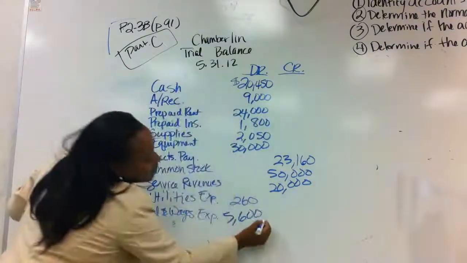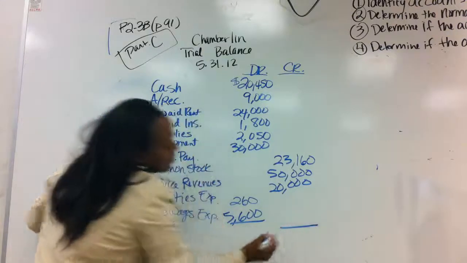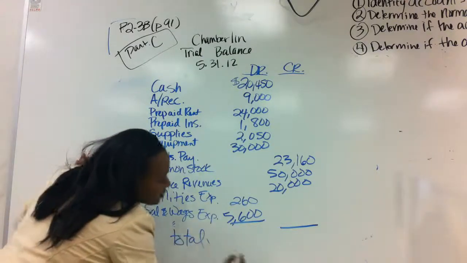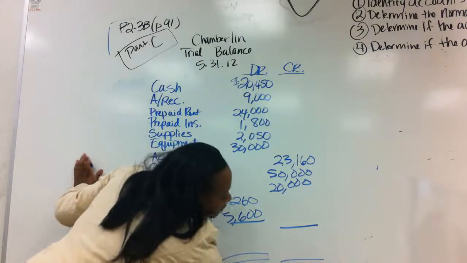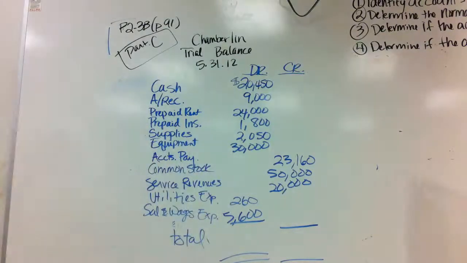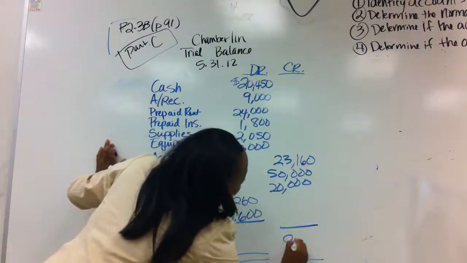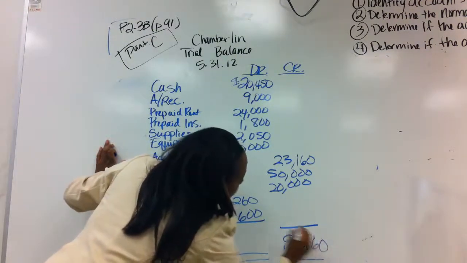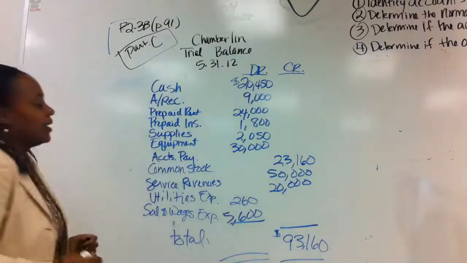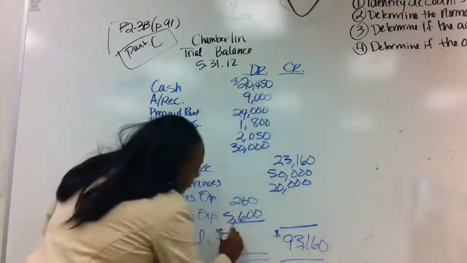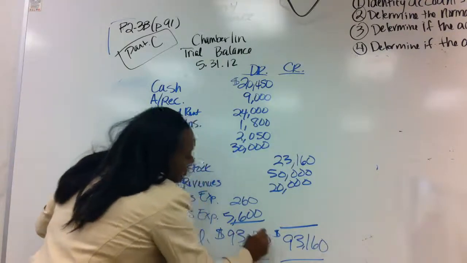We're going to do a single underline underneath the debits, and a single underline underneath the credits. We're going to calculate a total, which is a grand total. And whatever number we get, we're going to put double underlines underneath. Hopefully everything will equal 93,160, which is what I got. And I'm hoping our debit is that amount as well. It is. And you're going to put the dollar sign underneath the last number. And we are done.